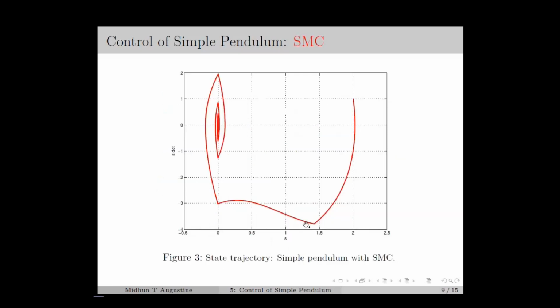This figure shows the plot of the sliding trajectory, in which we plot S versus S dot, which is basically the output error versus the output error dot. So here we can see that it starts from some non-zero values and eventually it converges to the origin. It basically means that the error is converging to origin.